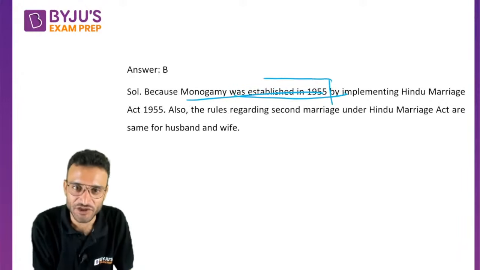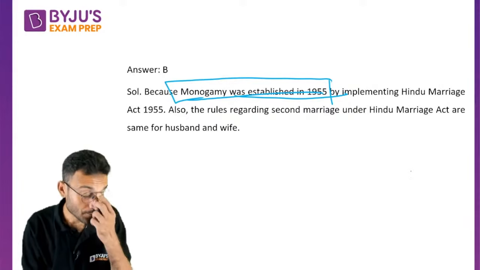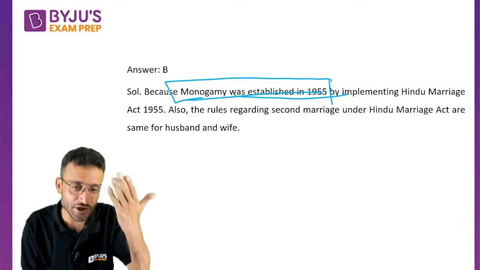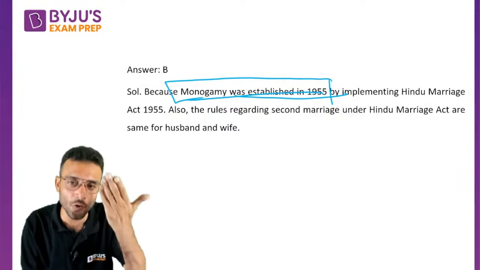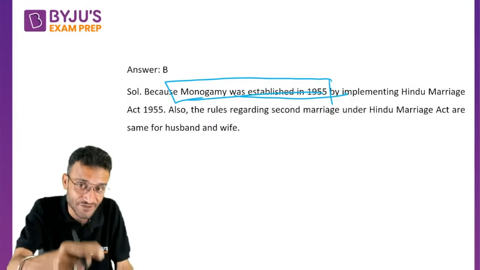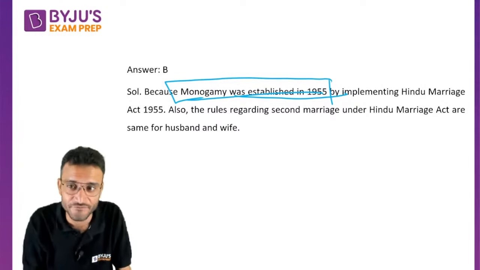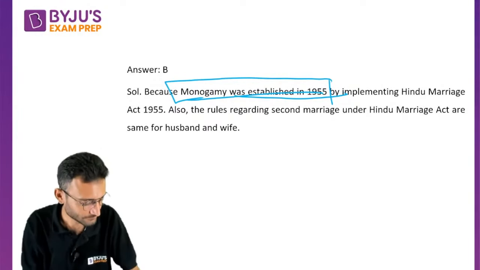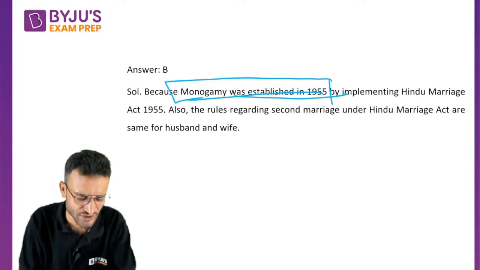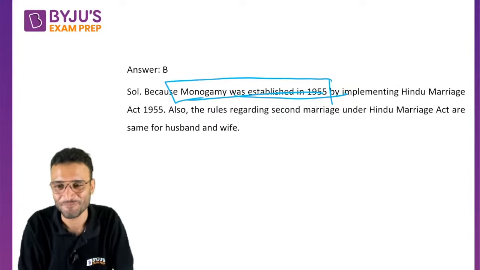It was established in 1955, not abolished. Prior to 1955, a Hindu man could have 2 or more than 2 wives. It is only since 1955 that a Hindu man can only have 1 wife. Very simple question. I don't know how you guys got it incorrectly.